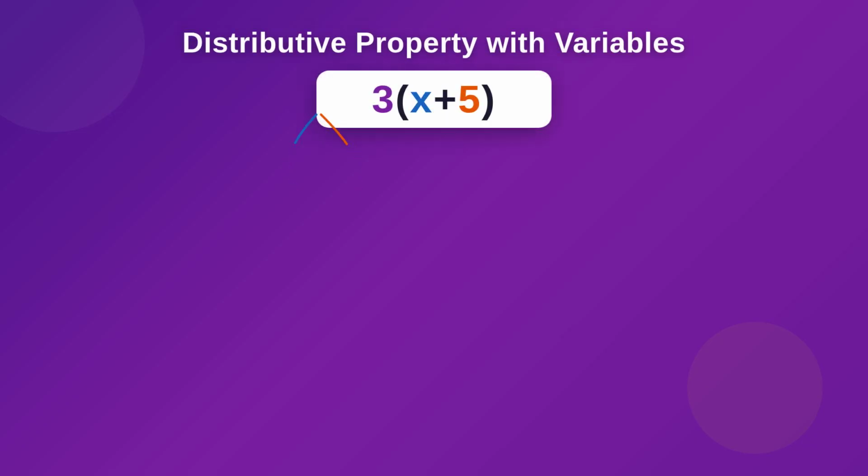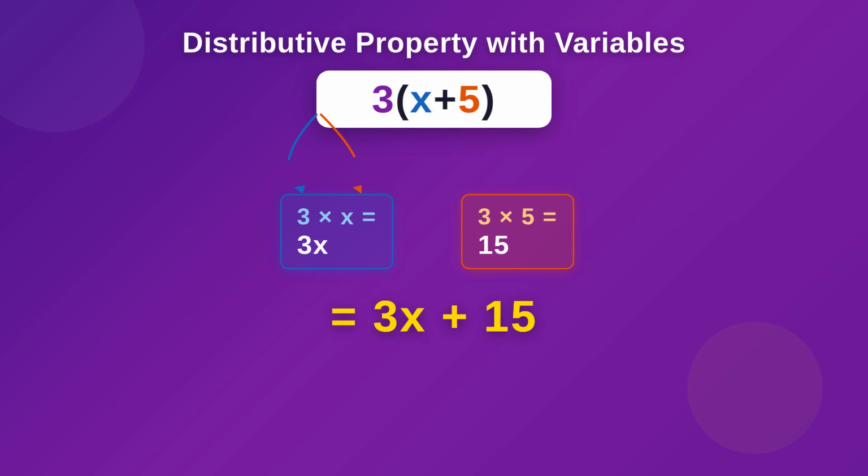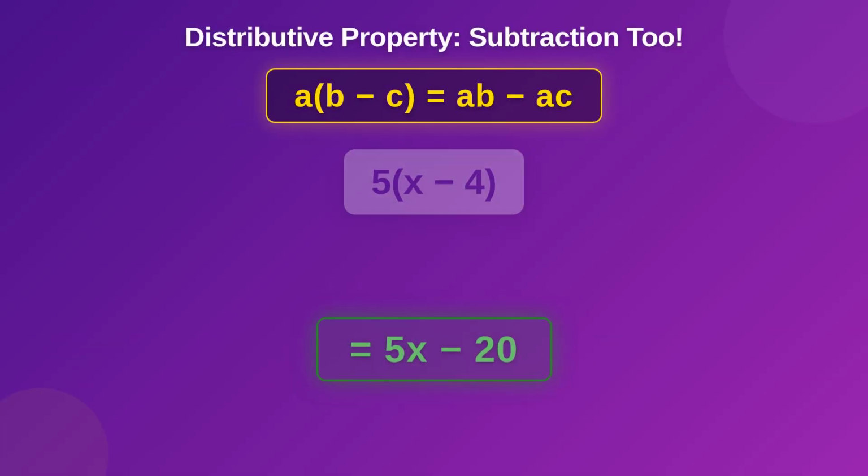Here's where it gets really interesting. The distributive property works with variables too. Same rule, same steps. Take 3 times the group x plus 5. Distribute the 3. 3 times x gives us 3x, and 3 times 5 gives us 15. So 3 times open parentheses, x plus 5, close parentheses, equals 3x plus 15. This is a huge concept in algebra. Marcus's teacher actually uses this in class, and now Marcus finally understands why it works.